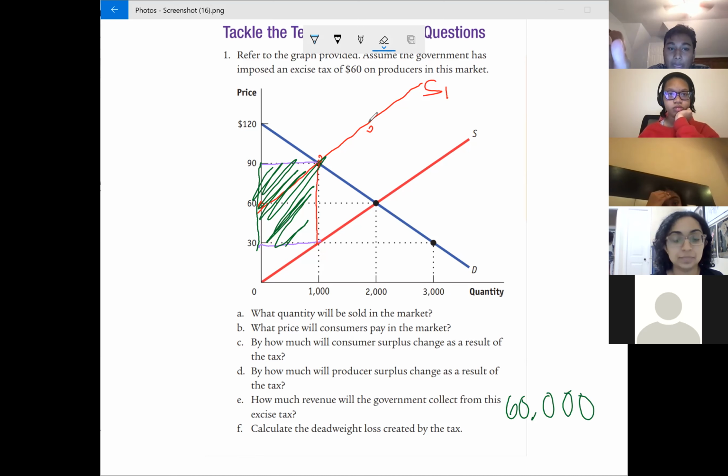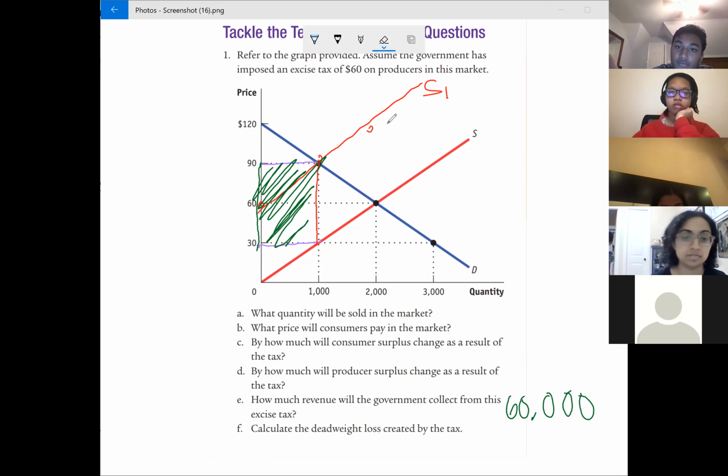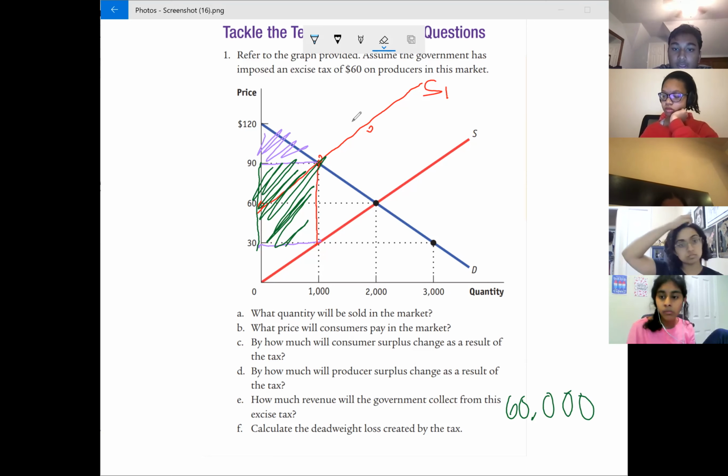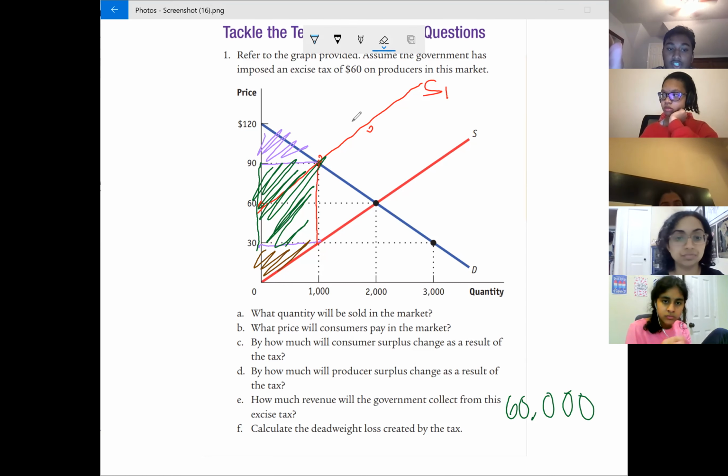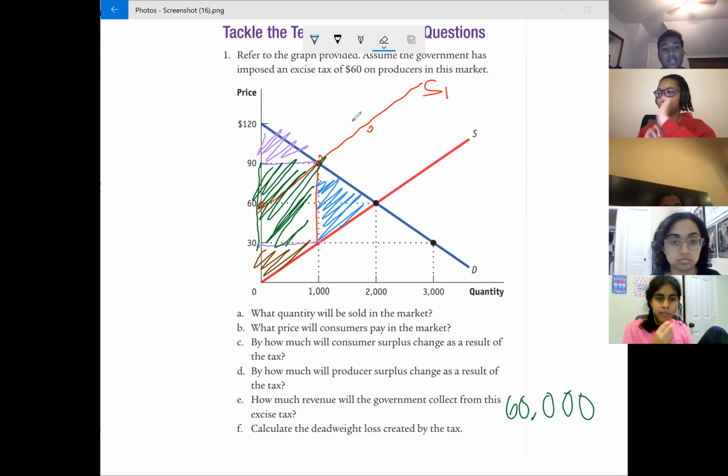And then for deadweight loss, remember that we said this is consumer surplus and this is producer surplus. Now we have to figure out what is being lost in this situation. So the government keeps what's in green, the consumers benefit from what's in purple, the producers benefit from what's in brown. So the deadweight loss is this triangle in the middle. And so that's going to be base times height over 2. So the base is 60, the height is 1,000, right?